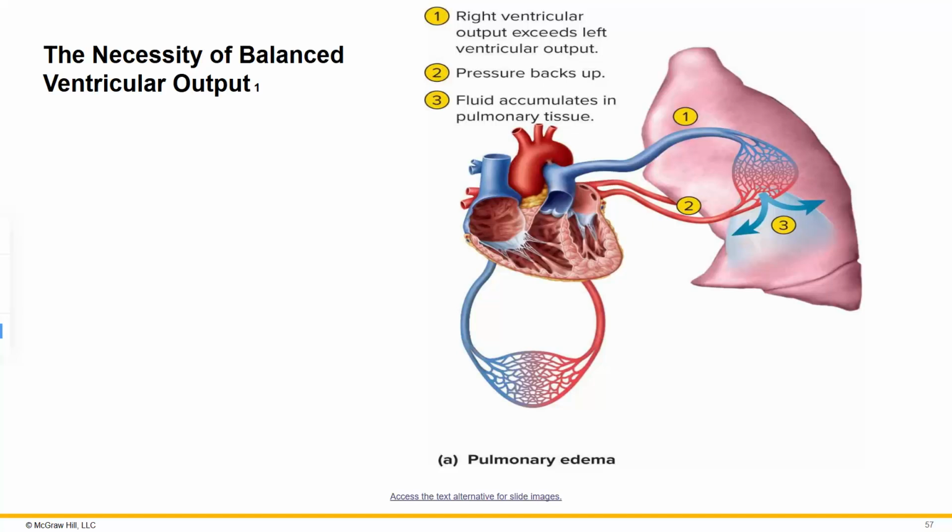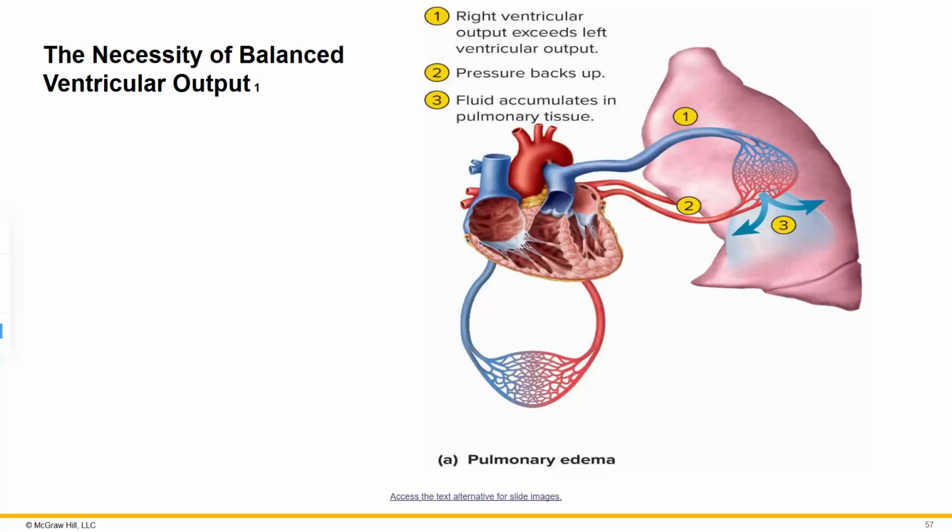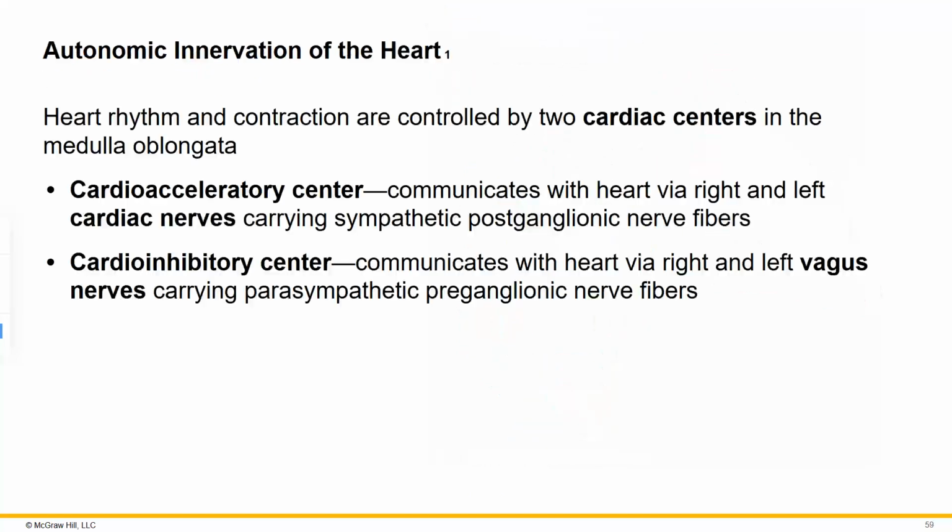Ventricular output: so you see right ventricular output exceeds left ventricular output, pressure backs up, fluid accumulates in the pulmonary tissue. Left ventricular output exceeds right ventricular output, pressure backs up, and fluid accumulates in systemic tissue. So you can tell whether it's right ventricular failure or left ventricular failure.